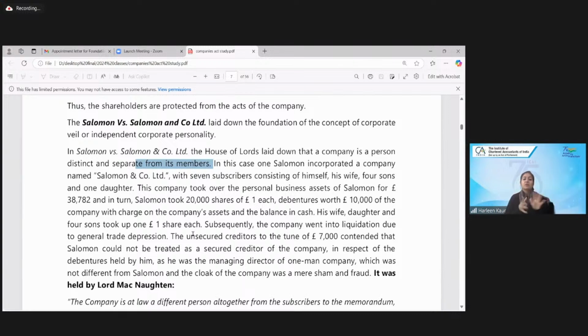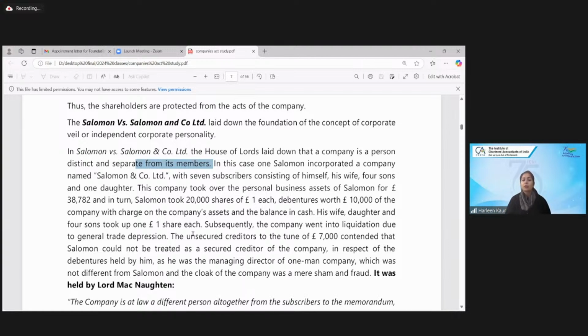So it was a family business only, but he has made a company by having these 7 members. And he who sold his business earlier, he was having the business with the name of Salomon. He sold his business to himself in the company and a purchase consideration of 38,782 pounds was paid. Now, this is just information that is given to you, that this is the payment that was paid as purchase consideration for the sale of business.